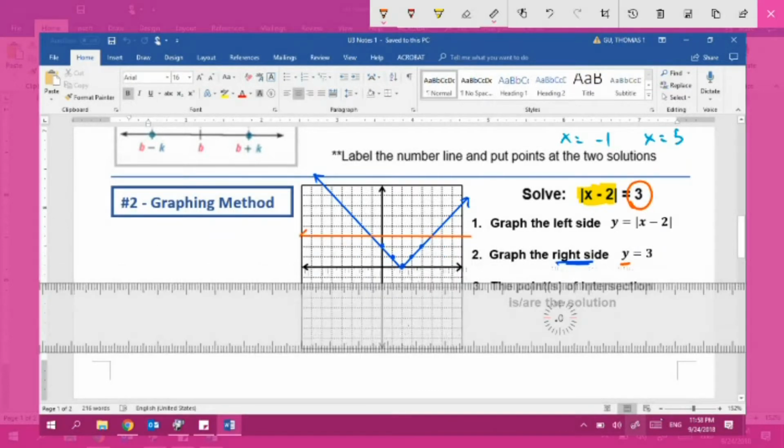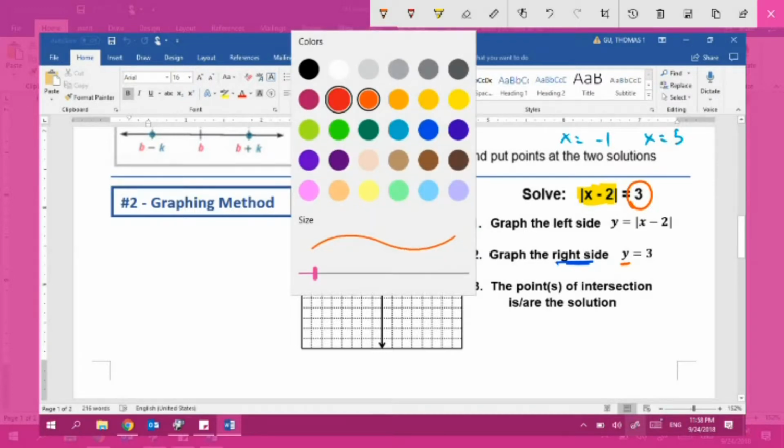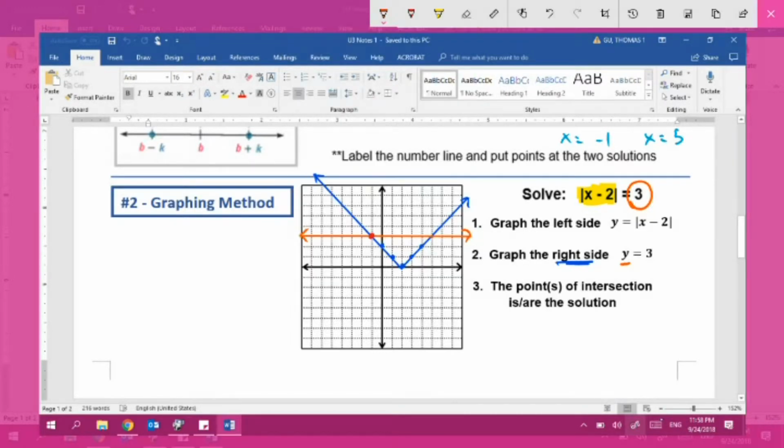Boom. Like this. And then the points of intersection, because there could be many points, there could be just one point. Those are solutions. So right here, look at this. Boom. And then right here, boom. What are the x values right here? The x value right here is negative 1. And the x value right here is positive 5.